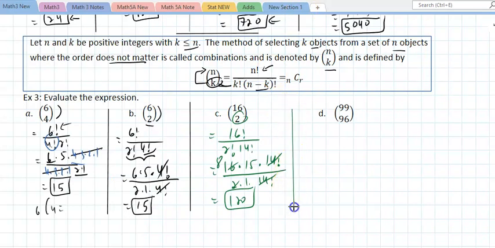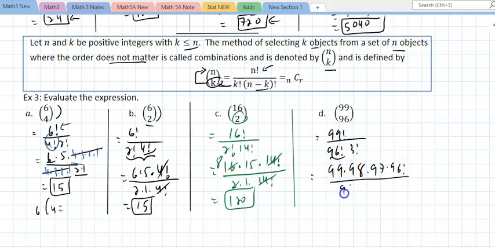99 choose 96. Well, this is 99 factorial divided by 96 factorial. And what do you add to 96 to get 99? 3 factorial. So here it would be very beneficial for me, instead of listing that 99 times, to use this trick I've been telling you. 98. Keep on reducing that until you get to this. Even if I had to multiply, it's much easier to multiply this than to multiply the top.